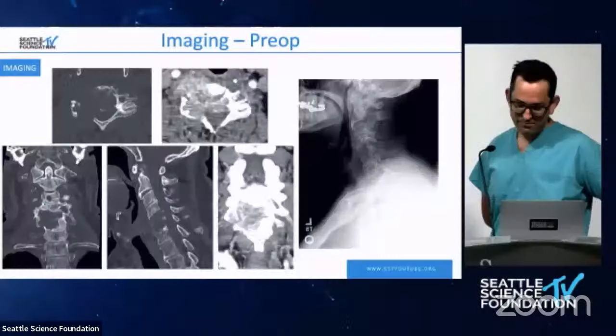In your training at Penn State, what would you have been told to do? Obviously, there's an anterior lesion. It's very tempting, yep, to go anteriorly. So what are your thoughts? What were you trained in? Yeah, I think similar to what we're planning to do here.